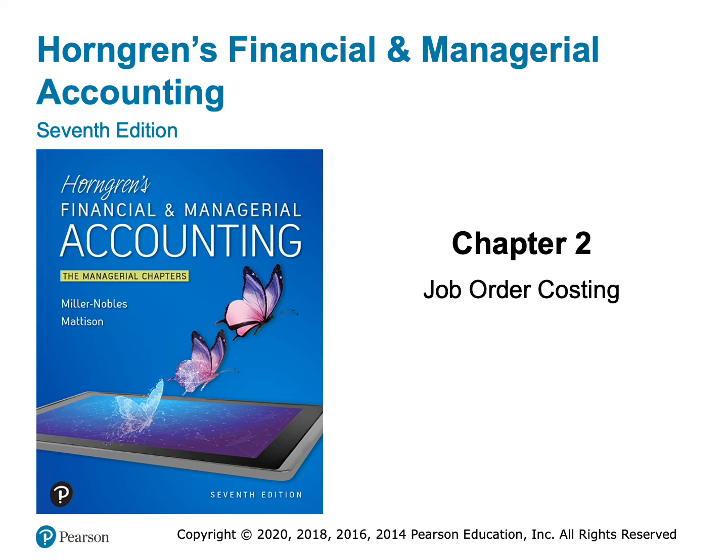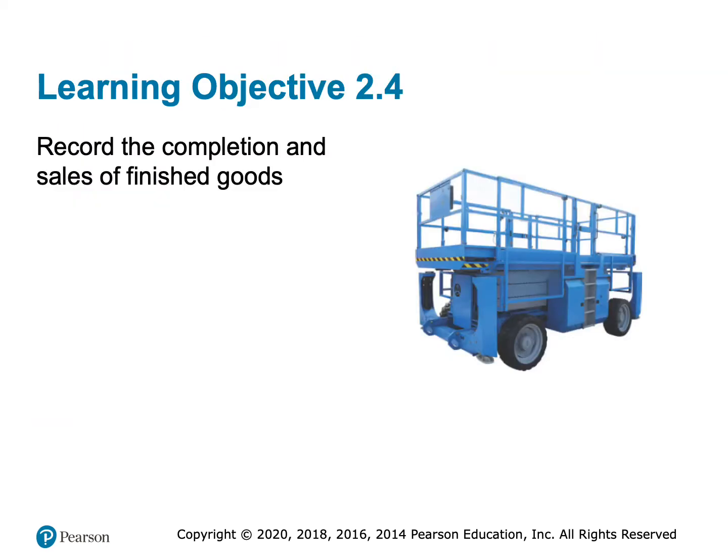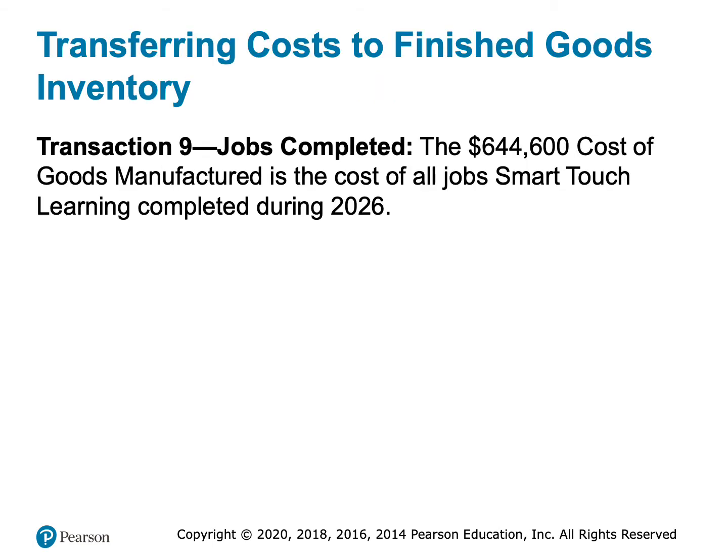So picking right back up where we left off, we're going to finish out the rest of the journal entries and then deal with that overhead account that has that weird balance in it right now. So cost of goods manufactured is the cost of the good that we manufactured. It's the cost of all of the jobs that we completed or finished during the period.